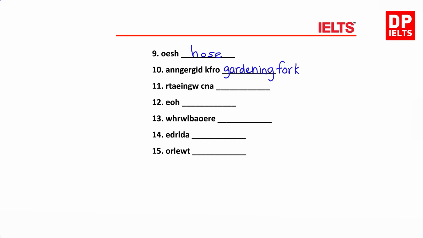Next one, we have watering can. Next one, hoe. Next one, wheelbarrow. Next one, ladder. Next one, trowel.